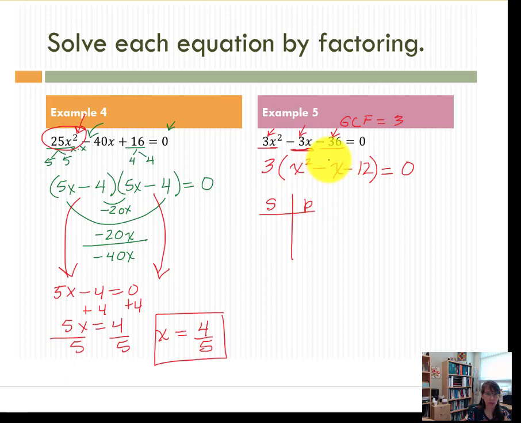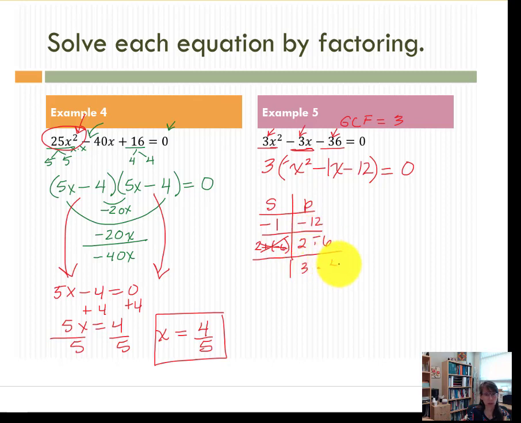So with negative x, remember that's negative 1x. So negative 1 is our sum, and 1 times negative 12 would be the product. Now you might be thinking of 2 times 6 for 12. One of those factors needs to be negative. If our sum is negative, the larger factor is negative. But that makes 2 added to negative 6. That's negative 4. That doesn't work. So we need to try some other factors of 12.